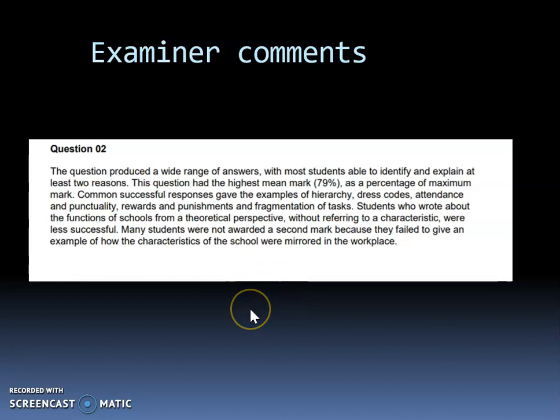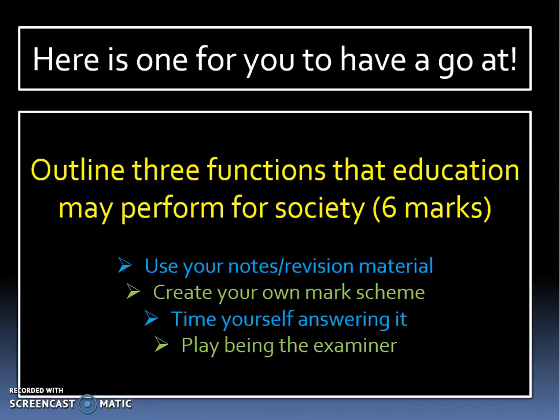However, the least successful were students who gave function of schools without referencing a characteristic, and clearly the word characteristic was given in the question, so that's what you were looking for. And many failed to be awarded the second mark by failing to give an example of the characteristics and how that was similar in the workplace or mirrored in the workplace, which was clearly identified in the question. So hopefully that will give you a good understanding about how to answer a 6 marker.